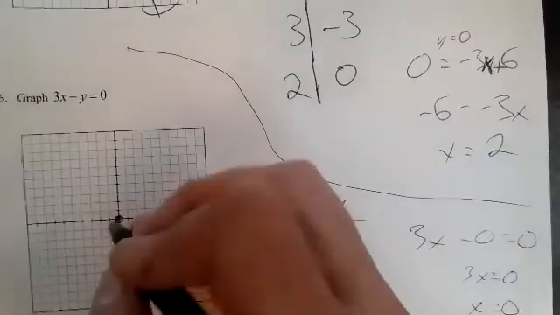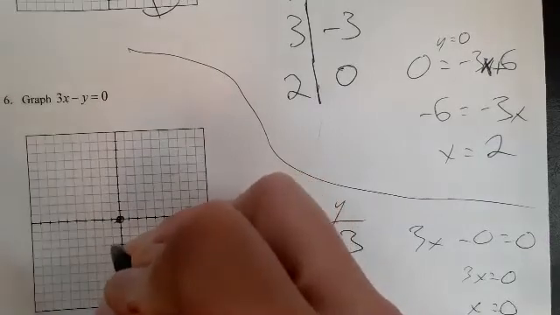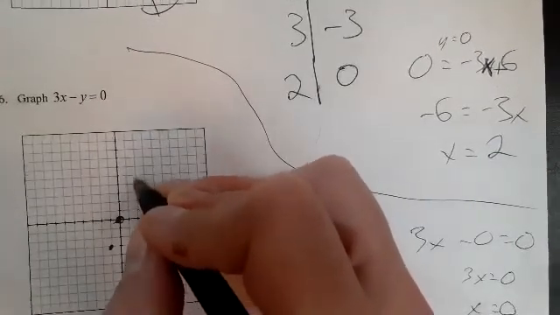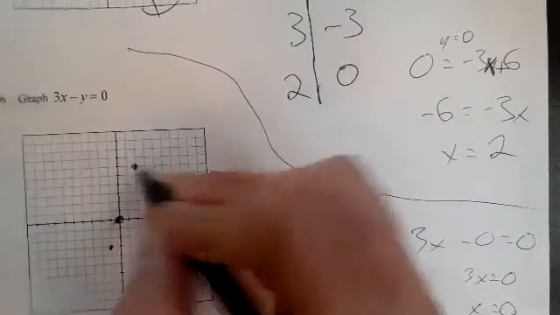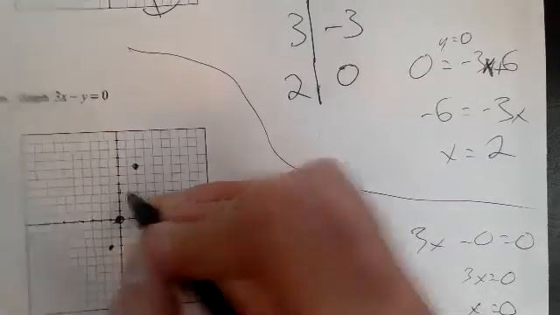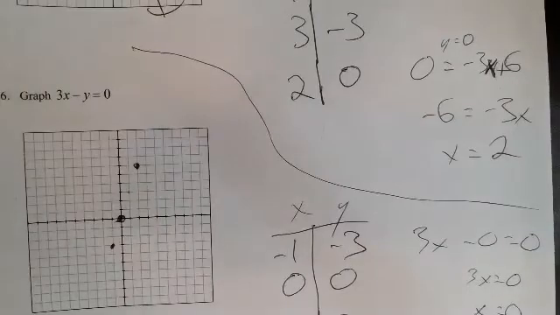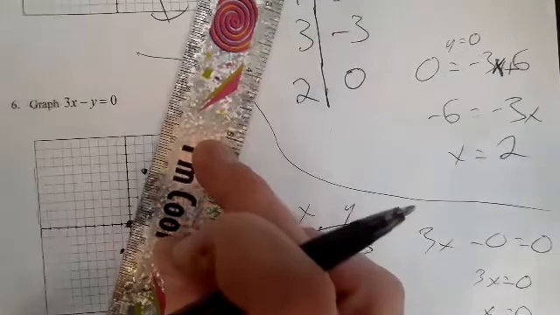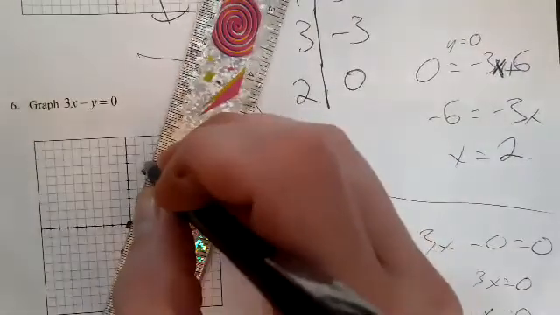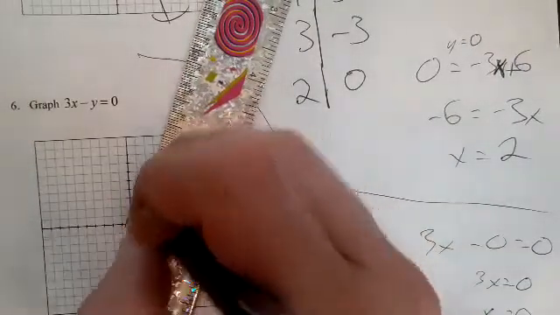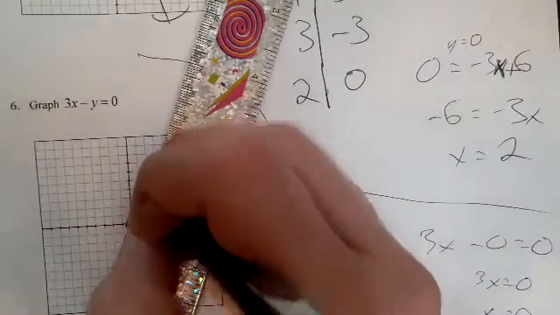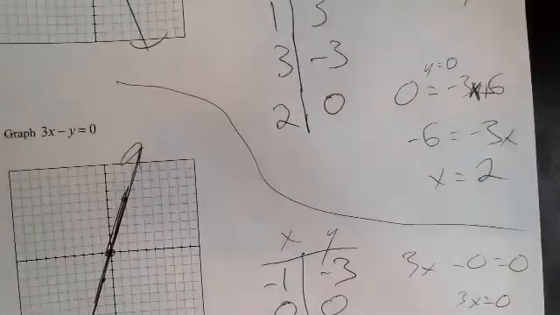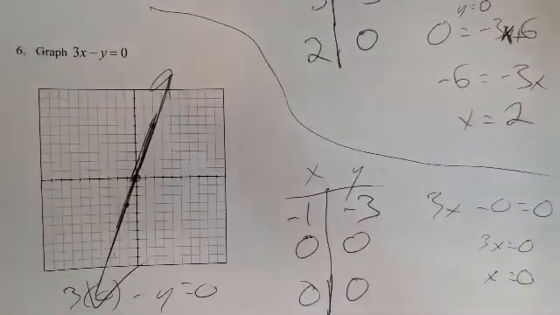So if I do a minus 1, 2, 3. If I do 2, 2, 3, 5, 6. So I draw these 3 points. Try to jump. Okay.